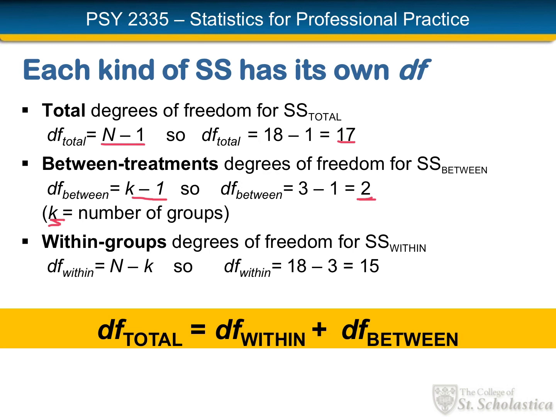And just as we saw before, if we know the total and we know one component, we're able to get the other by subtraction. So our degrees of freedom within, we could compute directly as n, the total number, minus k, in this case 18 minus 3 to give us 15. Or we could notice that 15 plus 2, when they add up, give us 17, so we could have arrived at the same number of degrees of freedom, 15, if we had done it by subtraction.